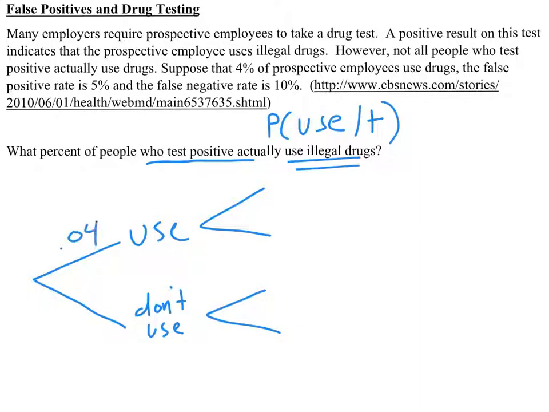It says 4% are using based on this particular employer as far as individuals that they employ. If you are using, the test is 90% accurate. Right? If you're using, there's a 90% chance your test will show up positive. There's a 10% chance it'll show up negative, and there may not be enough substance in your system to catch it. If you don't use, you'd have a 5% chance of testing positive and a 95% chance that you'll test negative. Okay? So this leaves you with 4 outcomes.